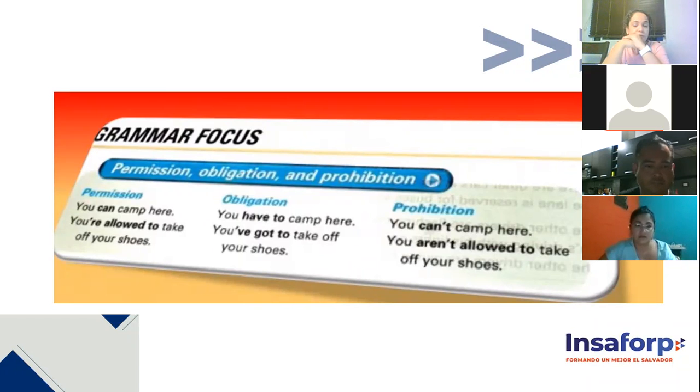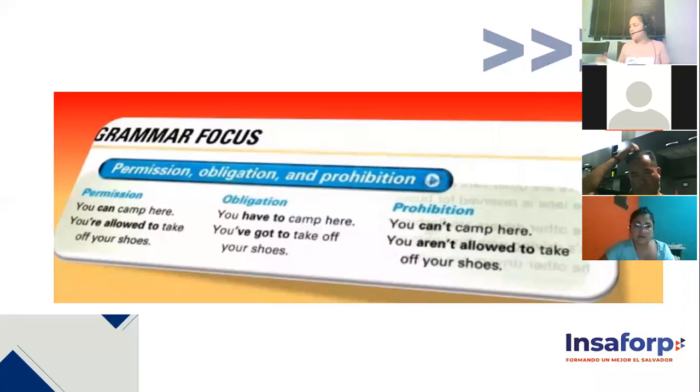My daughter has to clean your room. Her room, right, her room. Her room, yes. Teacher, sorry, I don't understand the difference between have to and got to. It's the same. Both express obligation. The only thing that changes is the structure.